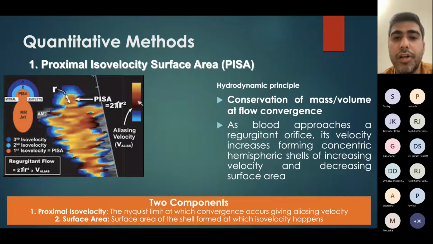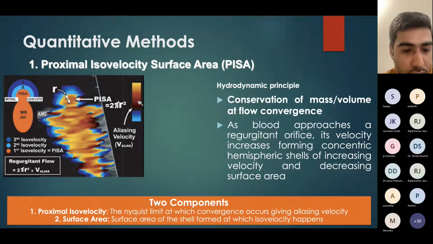So coming to quantitative assessment for aortic regurgitation, one of the methods is the PISA method. I would briefly give some information about the PISA method, especially important for exam going people. It's based upon the hydrodynamic principle, a conservation of mass and volume principle at the zone of flow convergence. As blood approaches a regurgitant orifice, its velocity increases, forming concentric hemispheric shells of increasing velocity and decreasing surface area. There are two components of this PISA assessment.